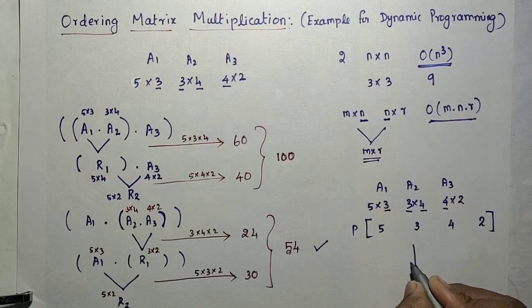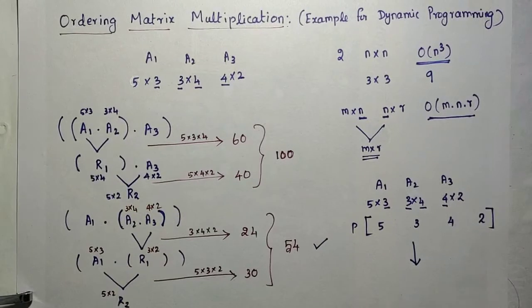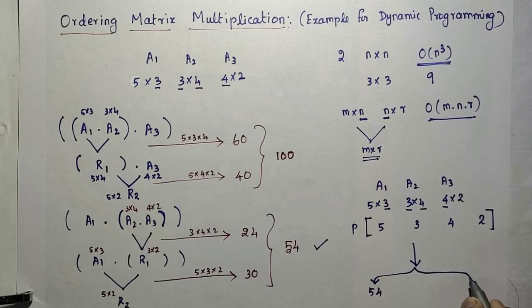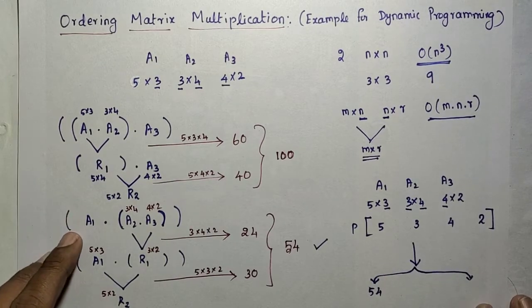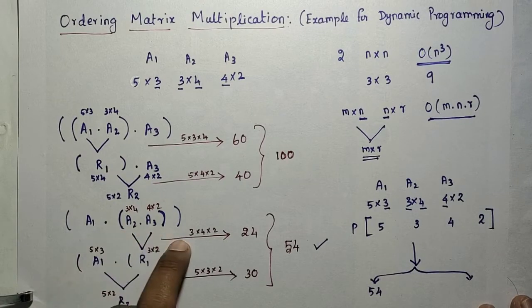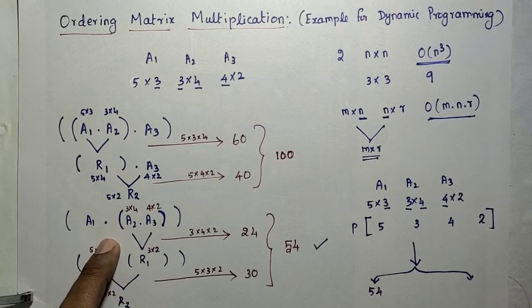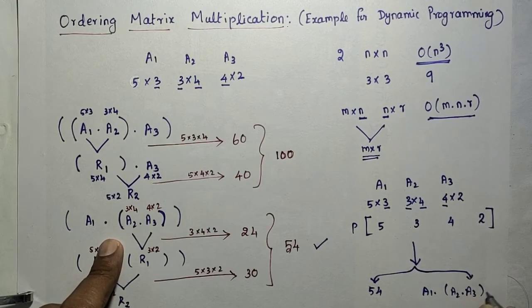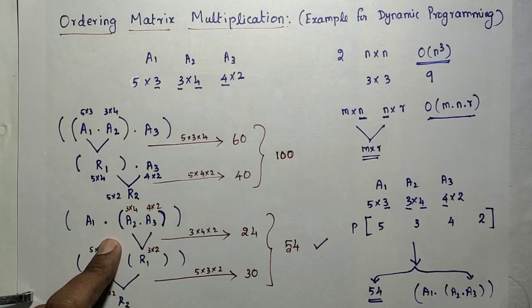And what should be the result? The minimum multiplication we need, that is 54. And what is that order? That is the fully parenthesized matrices, that sequence we have to obtain. This needs to be printed. For example, for A1, A2, A3 we need to print A1 into A2 into A3. So this is the order. In this order, if you do the matrix multiplication, you will obtain this result.